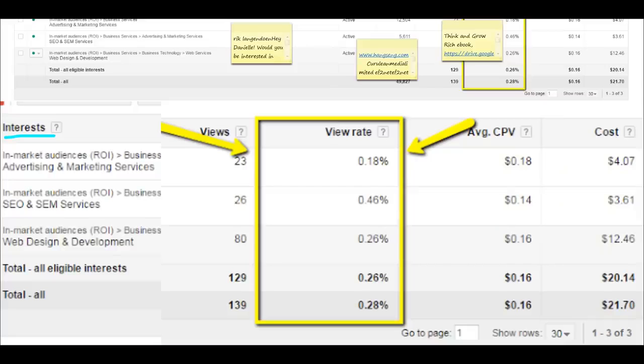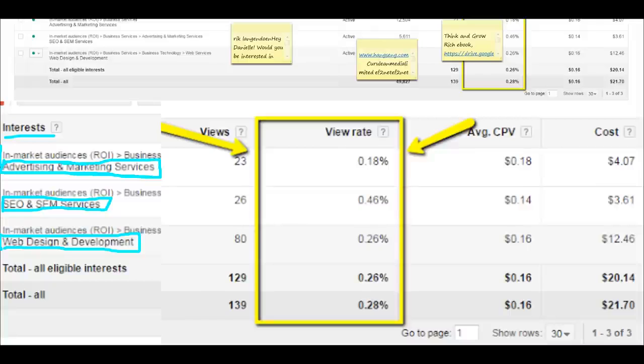So what you'll see in this advertising campaign is I'm advertising on 3 different sources. I'm advertising on 3 interests, which are in-market audiences. The first audience is advertising and marketing services. The second audience is SEO and SEM services, and the third audience is web design and web development. Okay, so we have the 3 audiences within YouTube ads that I'm advertising on.